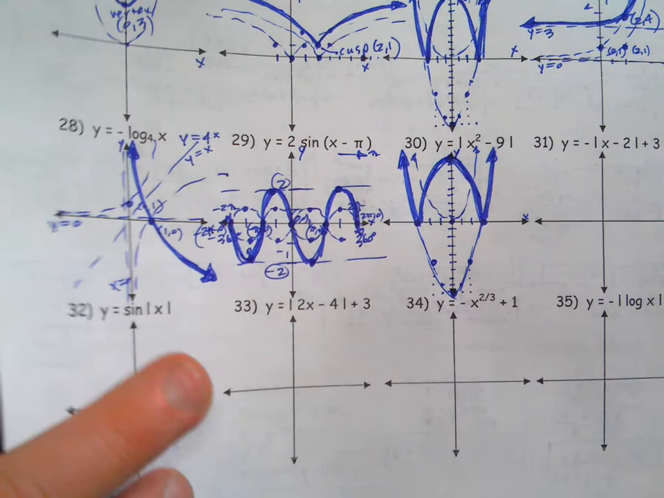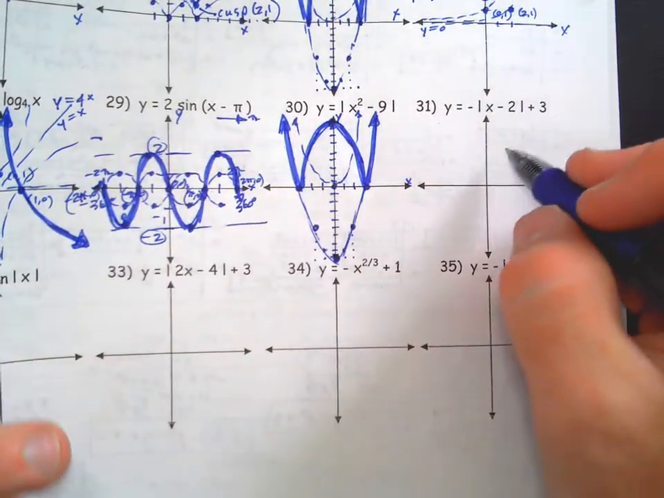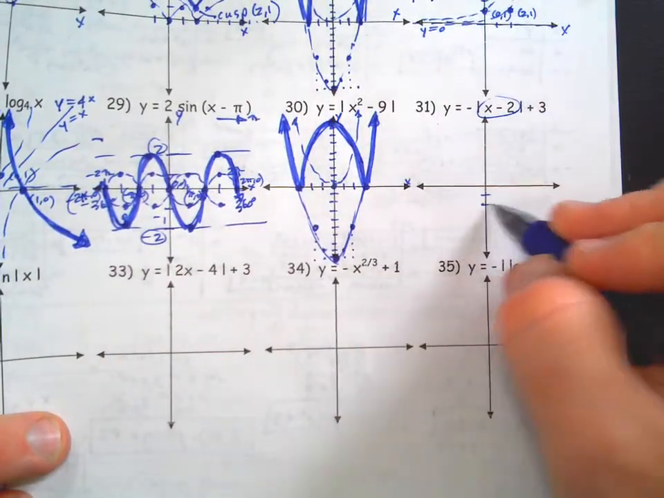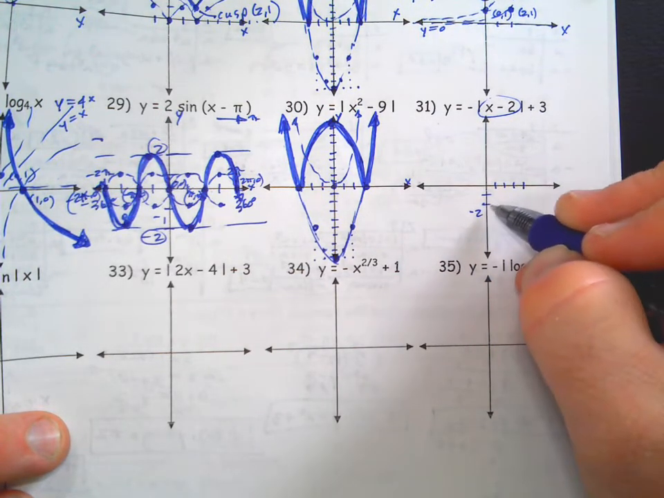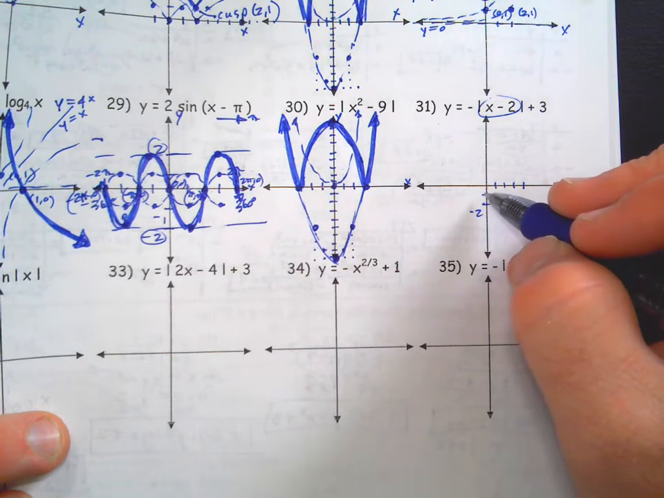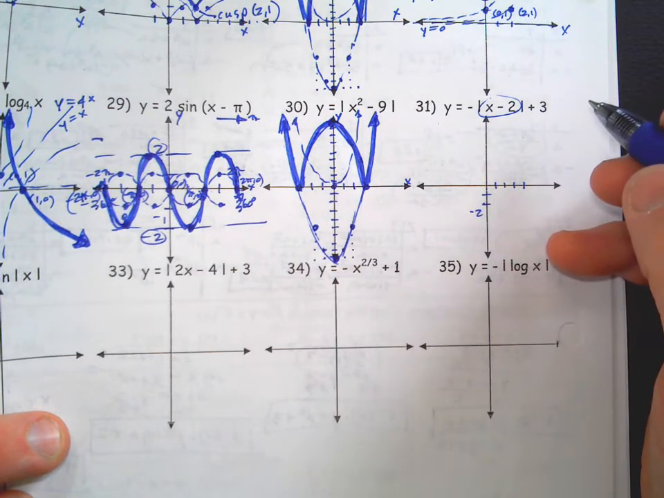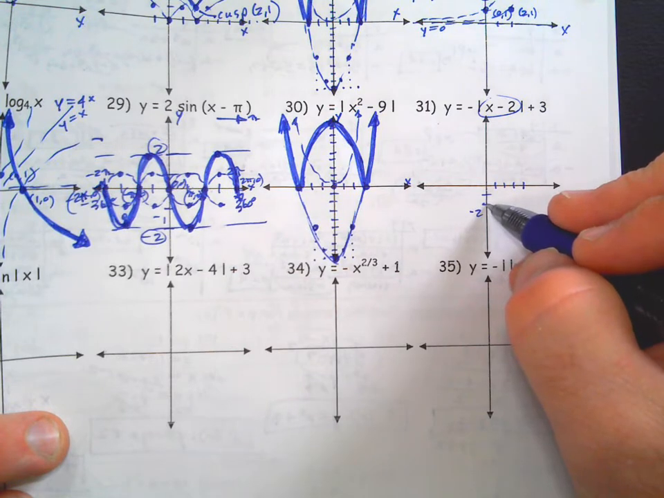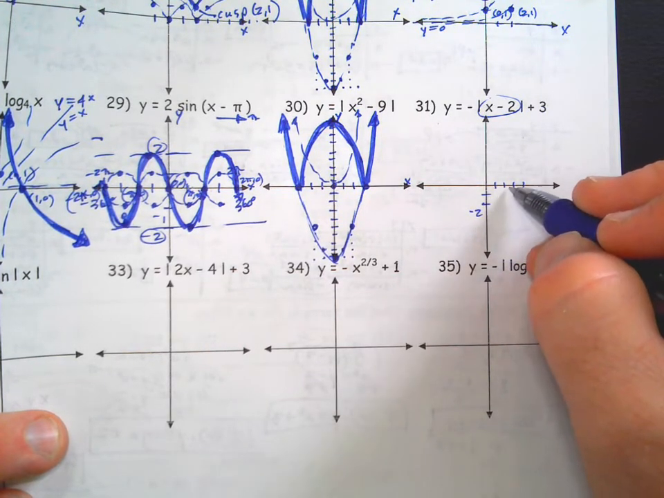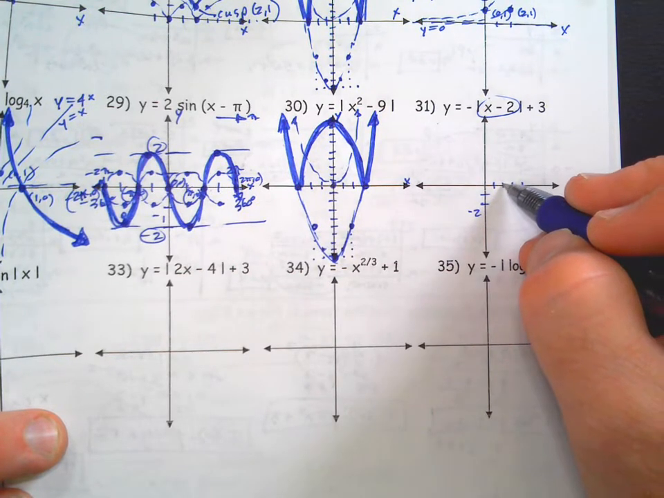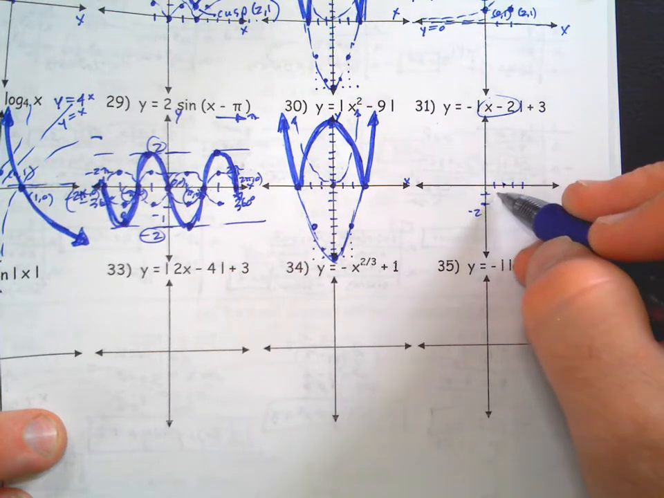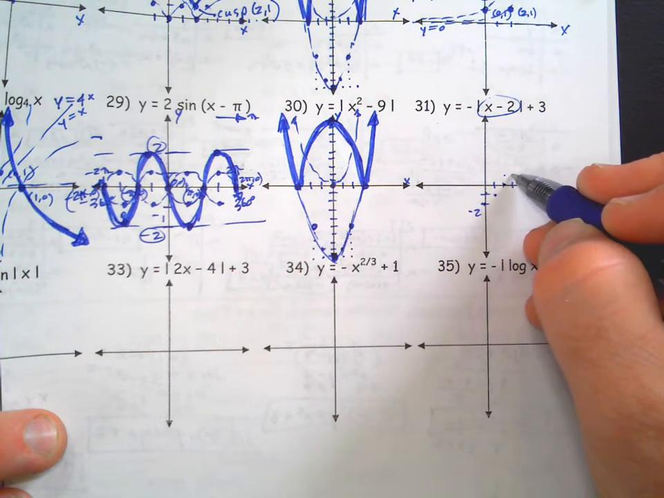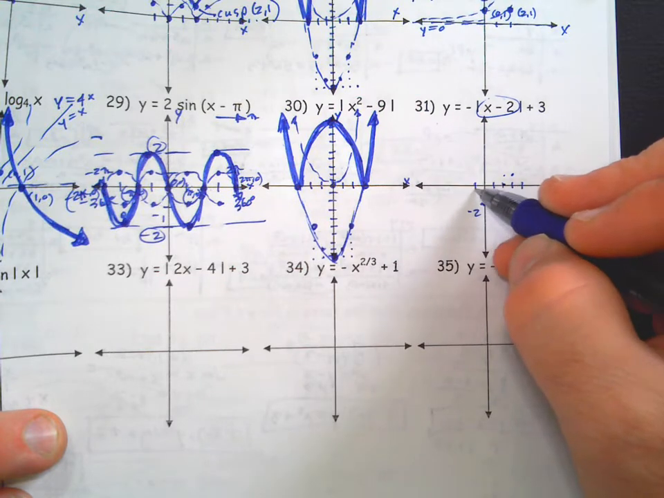Okay, next one. We start with the line. y-intercept at -2, slope of 1. I mean, it's kind of up to you. This is going to be a V graph. So we shift it to the right 2, or I guess the original line is -2, up 1, over 1, up 1, over 1. And so it kind of looks like that.